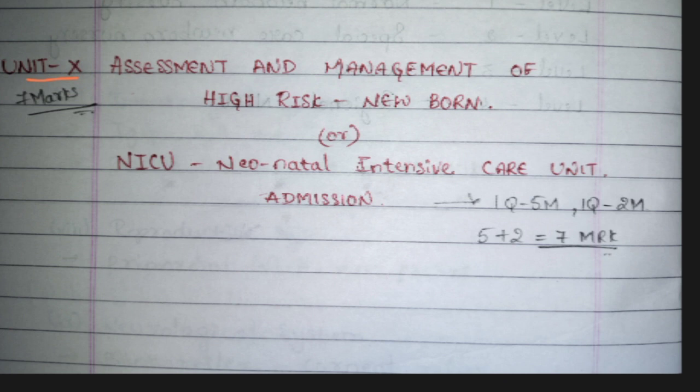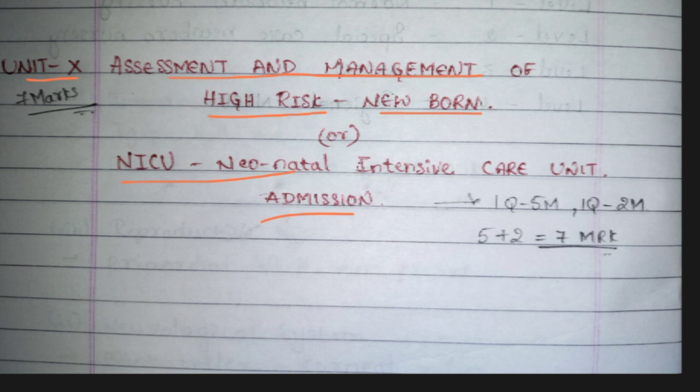Today's unit is 10, and this unit has lots of names. In one book it's different, and in another book this chapter has different names. For example, assessment and management of high risk newborn in one book, and in another book NICU admissions. So generally in this chapter you'll get to know after the birth what are the risk factors or what are the complications that are seen in the baby, and that lead to NICU admissions.